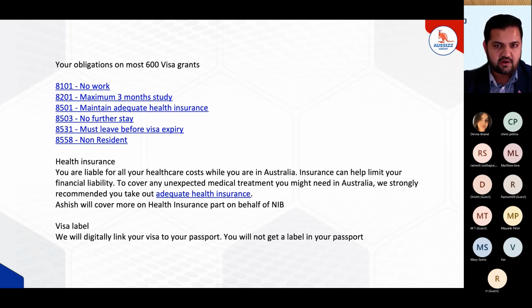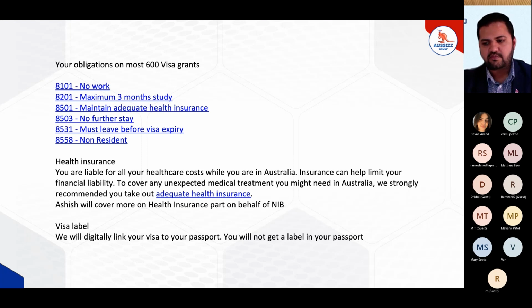Australian government does not cover your medical cost, even if you are in the country. So insurance can help limit your financial liability if you get sick, run into an accident, or something happens to you while you're in the country. So you should have relevant medical health insurance to secure your health future in Australia while you're visiting.